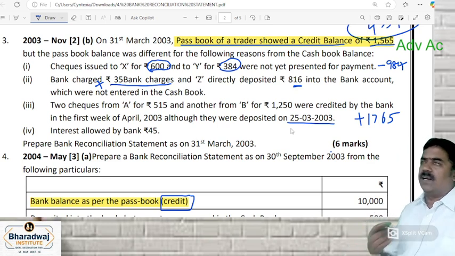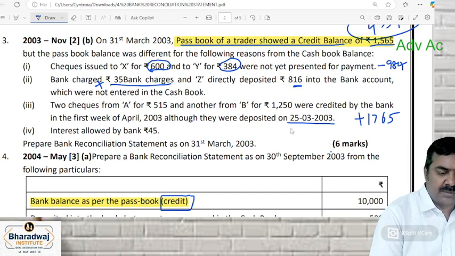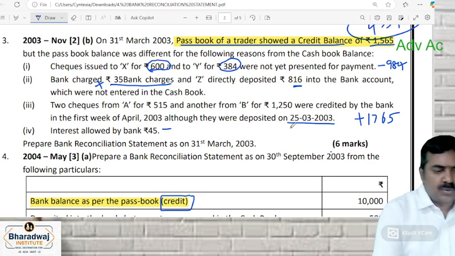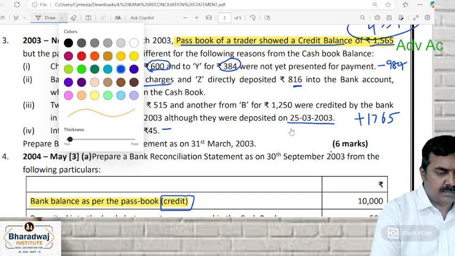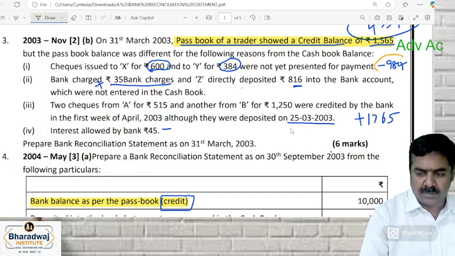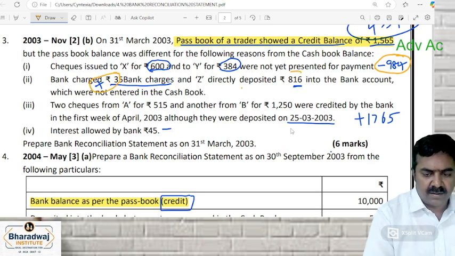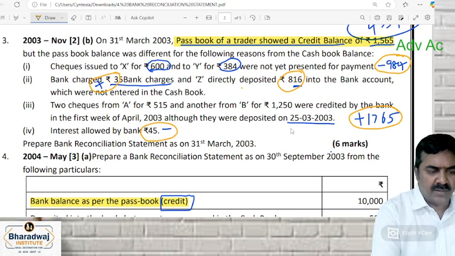Interest allowed by the bank. It means we have added. We have added. Customer has not added. So what to do? Less. So add 984, sorry, minus 984, then add 35, minus 86, plus 1765, minus 45.